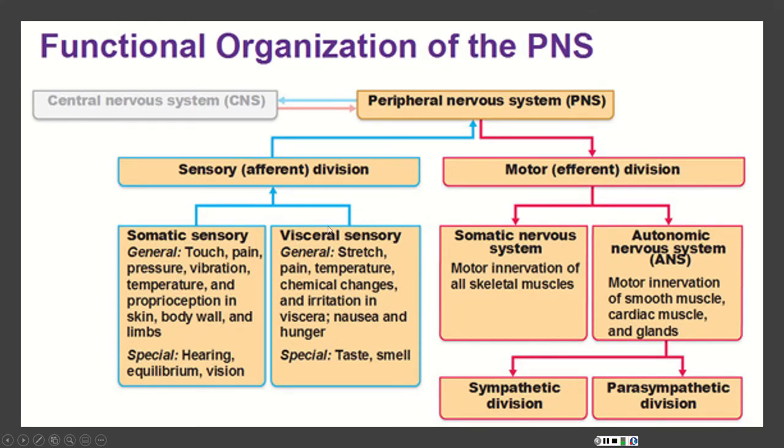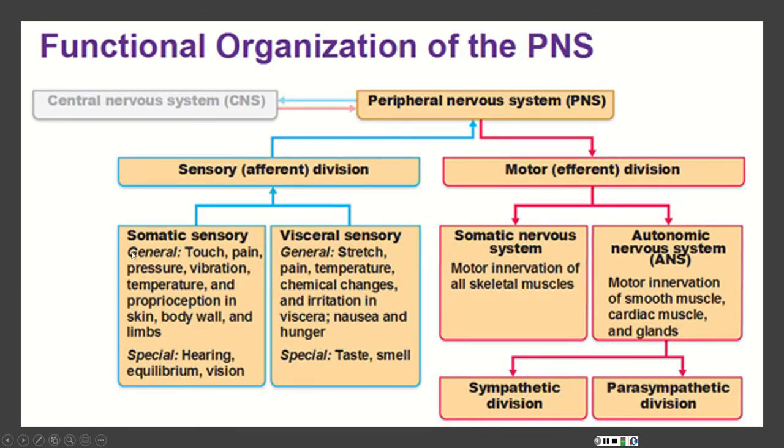The visceral sensory division, these are things where you are feeling your internal organs. So when you have a stomach ache, when you overstretch a muscle, when your heart is feeling a little quivery, things like that. Those are visceral sensory. Remember, viscera is internal organs. So visceral sensory is the sense of those internal organs.